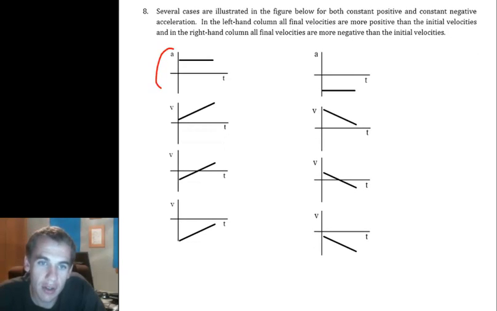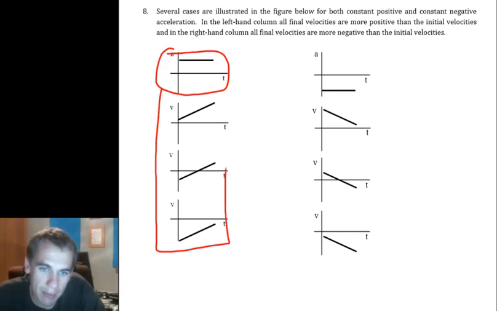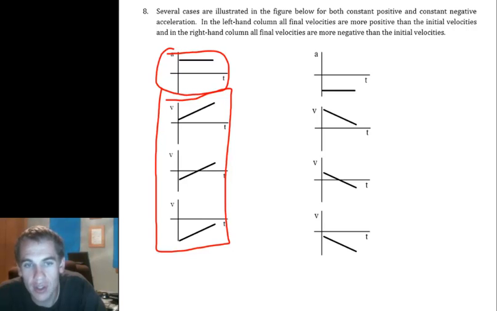So this acceleration time graph describes every single one of these velocity time graphs, okay? Because really, it's the slope. An acceleration time graph is the slope of a velocity time graph. Since these all have the same constant positive slope, they all have the same acceleration. You'll notice this velocity time graph is all positive, so it starts slow and gets faster moving away. Okay, but the final velocity is more positive than the initial velocity.